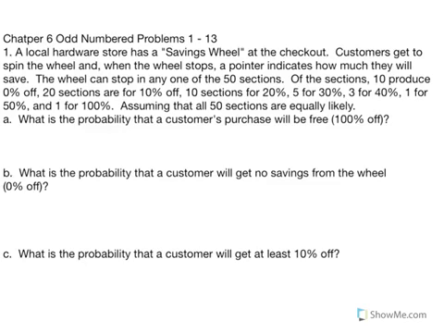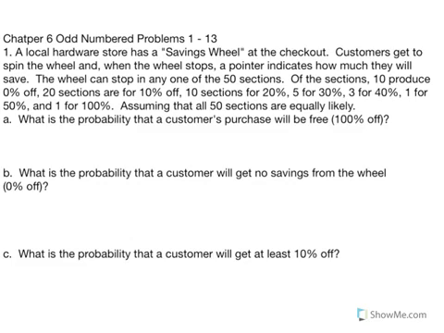Chapter 6, odd number problems 1 through 13. Number 1. A local hardware store has a savings wheel at the checkout. Customers get to spin the wheel, and when the wheel stops, a pointer indicates how much they will save. The wheel can stop in any one of the 50 sections.